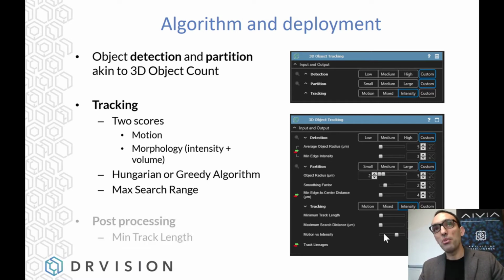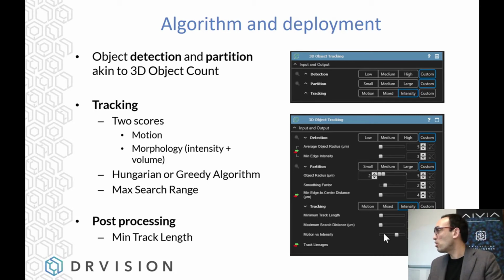And finally, there is a post-processing step for removing tracks that are likely to be wrong. So if they're very short, for example, they're likely to be wrong, and the user can define a minimum track length so that those are removed from the final result. Or you can keep them and then use them for editing, for example, if you set this to 0 here. So that's the algorithm we have.